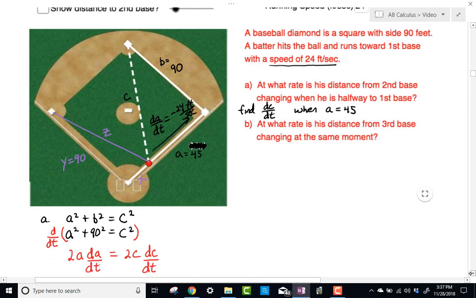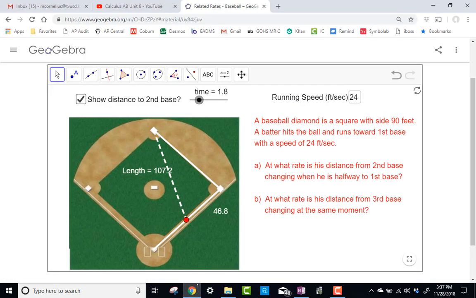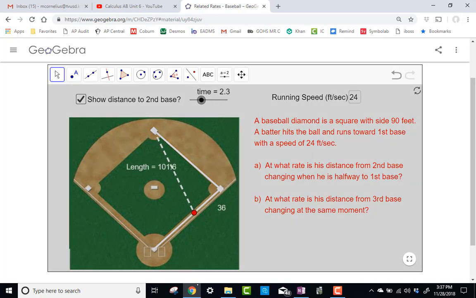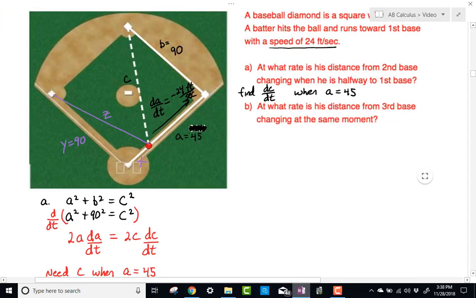This time we want to know the rate at which his distance from third base is changing. If you think about this, I'm going to go back to the picture for a minute. As the batter runs towards first, notice his distance from third base is actually increasing. The distance between third and the batter is increasing, as well as the distance from home to the batter. So we want to keep that in mind.